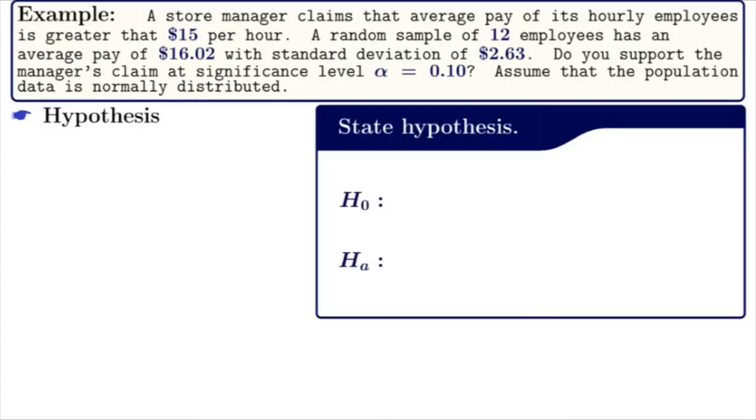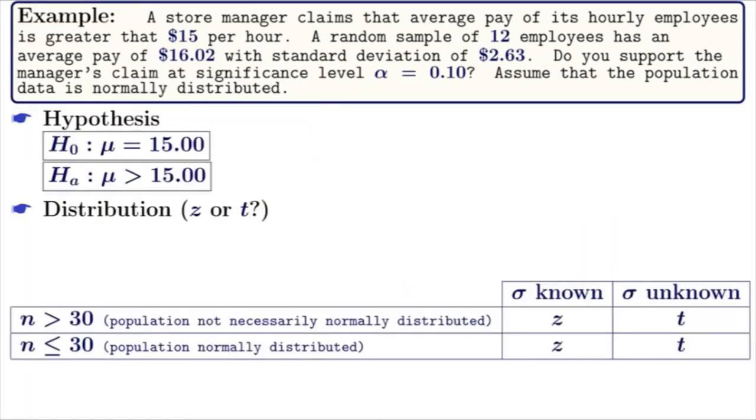Here, the claim is that the average pay of its hourly employees is greater than $15 per hour. So that becomes our alternate hypothesis, whereas the null hypothesis is mean equals 15. Next, let's find out if it will be Z or a T distribution. For that, we can use this table here. In this problem, we see that population standard deviation sigma is not given, so we use T distribution.